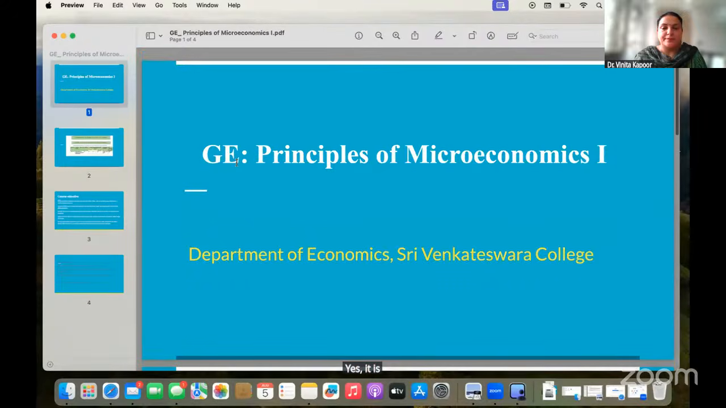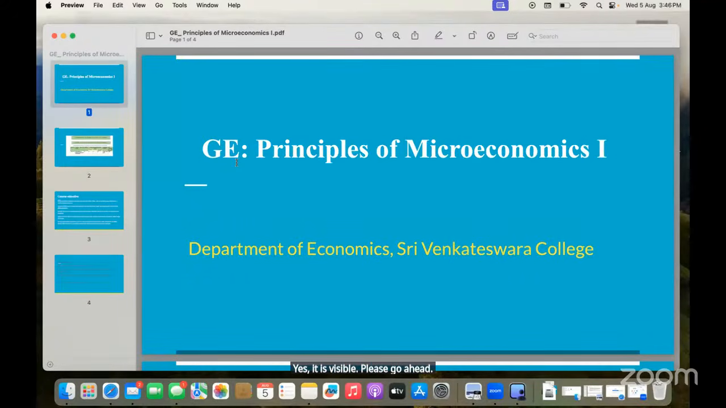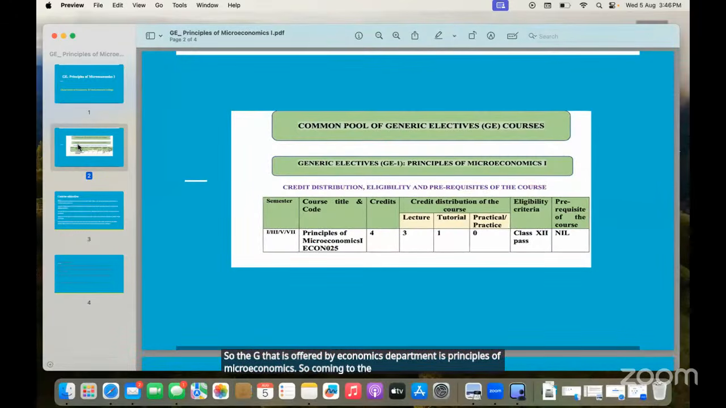Please go ahead. So the GE that is offered by the Economics Department is Principles of Microeconomics. Coming to the prerequisites, firstly, there are 4 credits. There will be 3 lectures and 1 tutorial. The eligibility is to pass class 12, and there is no prerequisite for the course. There is only eligibility here.